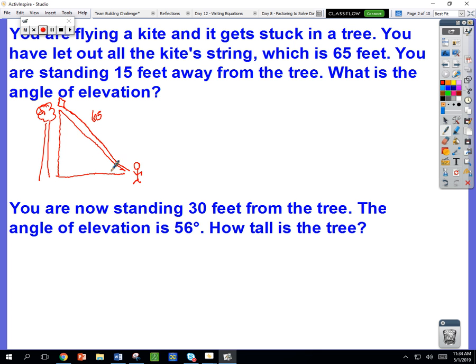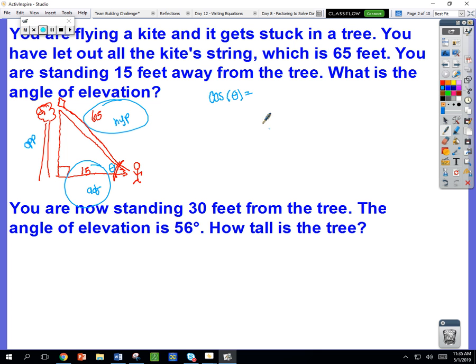You are standing 15 feet away from the tree. So here would be 15. It wants to know the angle of elevation. So that would be this angle from you to the tree. So using all of that information, using this angle, I'm going to label opposite, adjacent, and hypotenuse. And this gives me hypotenuse, and it gives me adjacent, and wants me to find theta. So I'm going to use cosine, because cosine of theta is adjacent over hypotenuse.